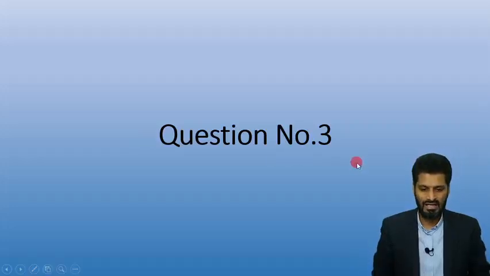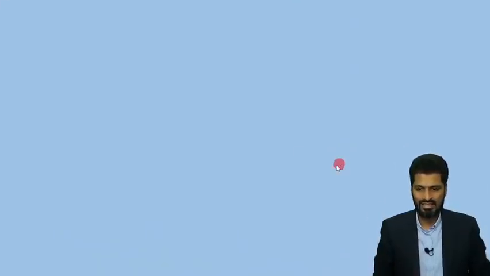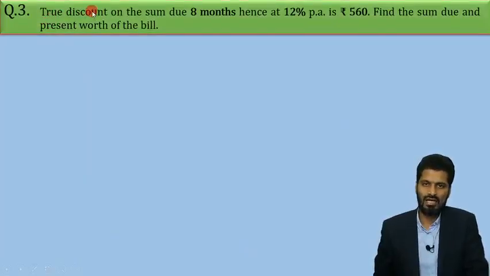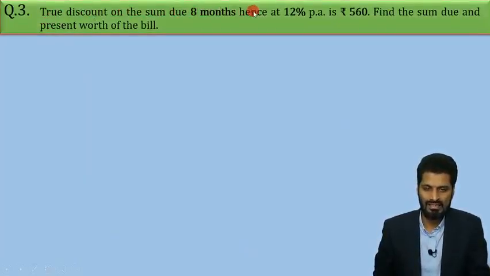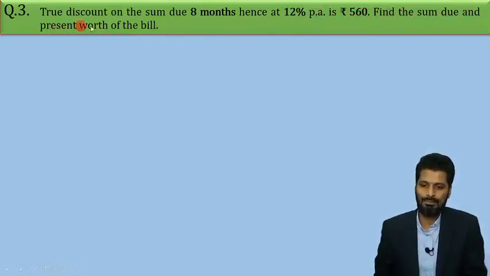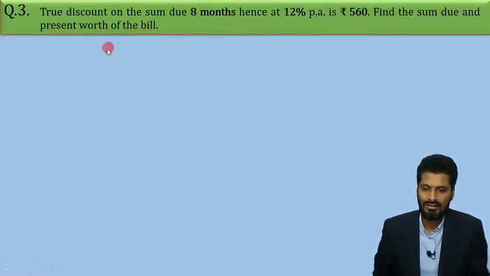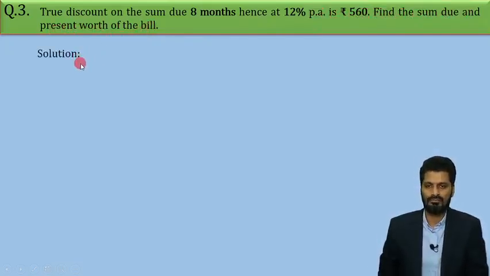Okay, friends, let's start with the new question. The question says true discount on the sum due 8 months hence at 12% per annum is rupees 560. Find the sum due and the present worth of the bill. Let's quickly begin with the solution.